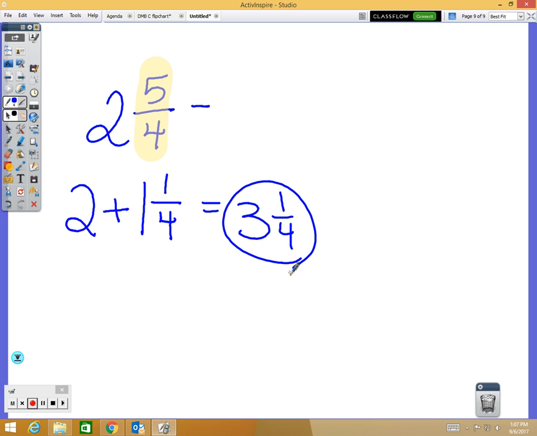That's going to be important when we start adding fractions, to be able to regroup them like that. Okay? All right. I'm going to stop now, and I'm going to give you your assignment.